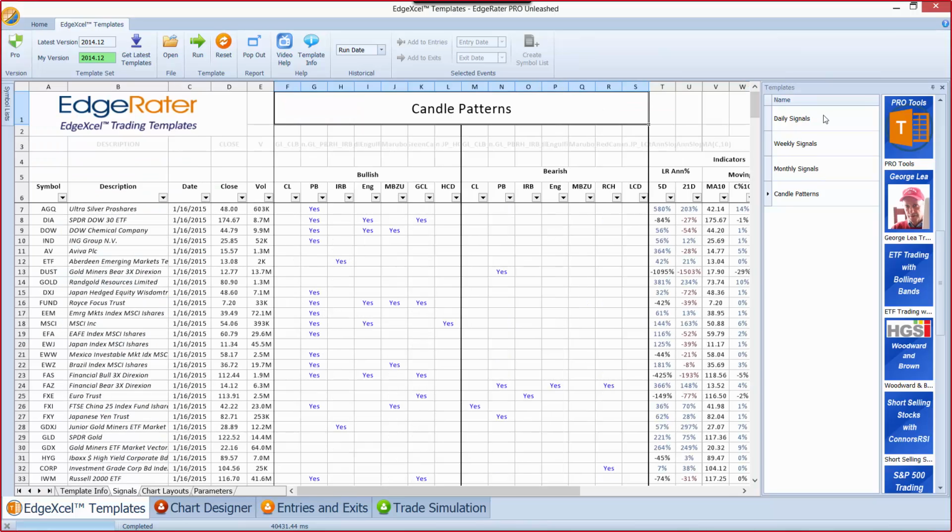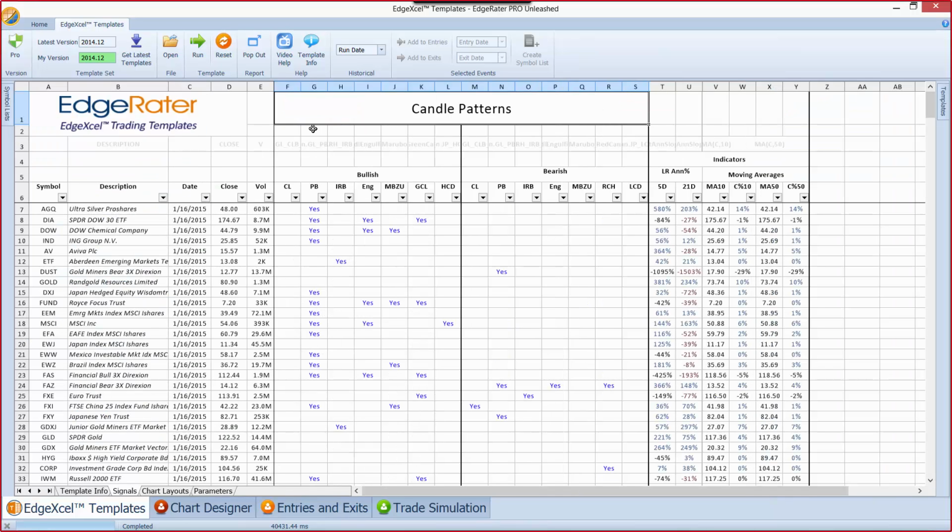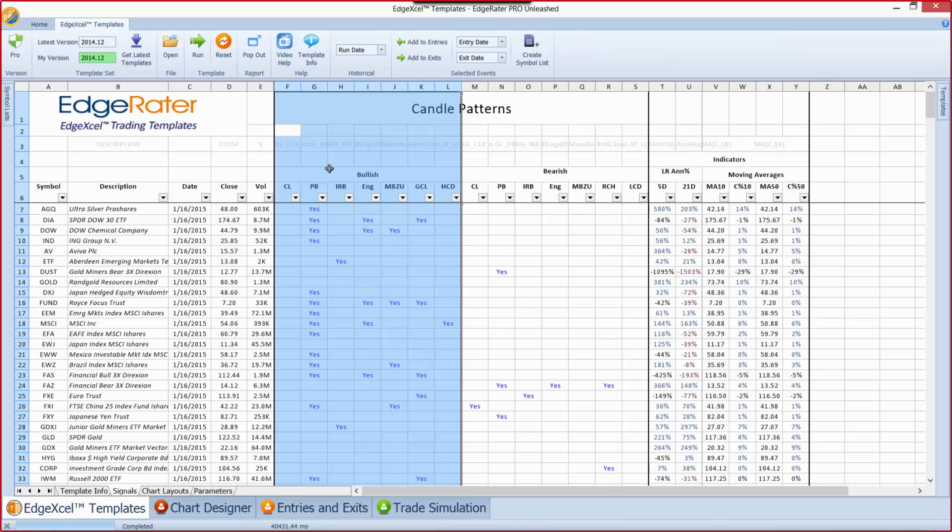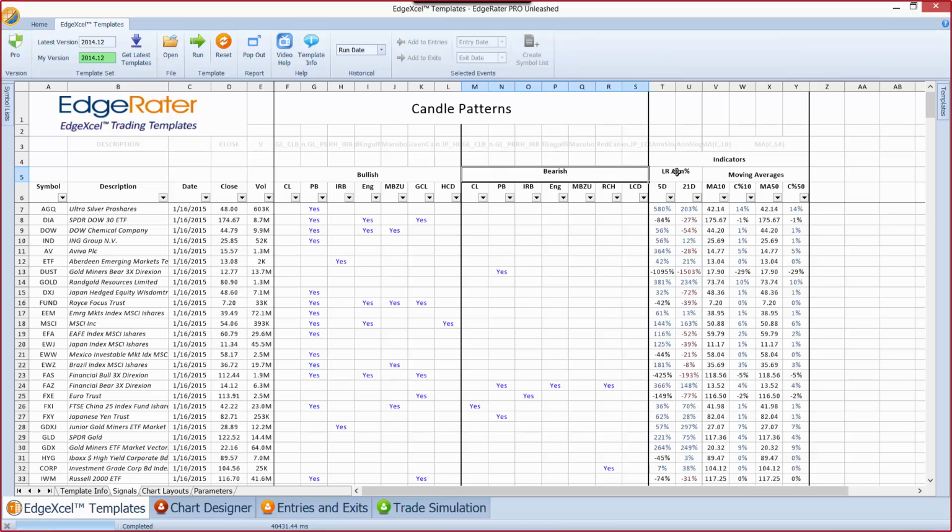So here's the result, and you can see the way the template's laid out here. The first section, from column F through L, is all about your bullish patterns, and then the second section is all of the bearish patterns, and the third section is the indicators that I mentioned previously, like the linear regressions and the moving averages. The way this works is if any of the candle pattern scans are firing, then a yes is put into the cell associated with that pattern for the stock.